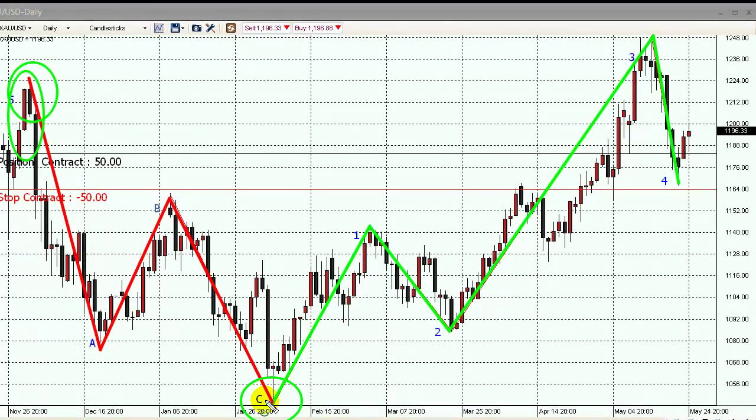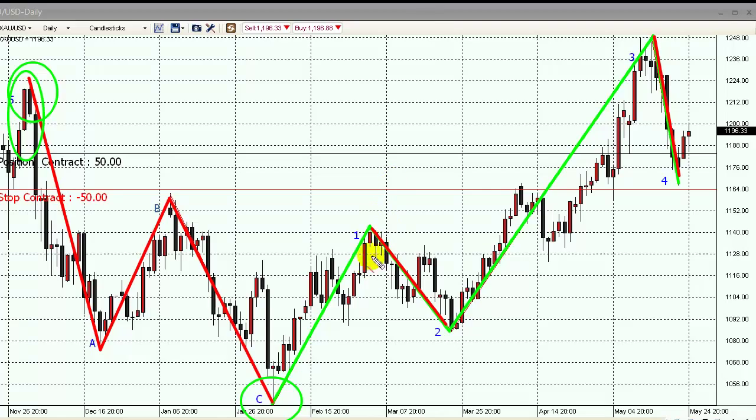In a bullish market, of course, we're going to have a series of impulse waves to the upside, waves 1, 3, and then 5, and of course our corrective waves, which are going to be waves 2 and 4. Now, the reason I bring it up is I want to take a look at our corrective wave 2 in a little bit more detail.